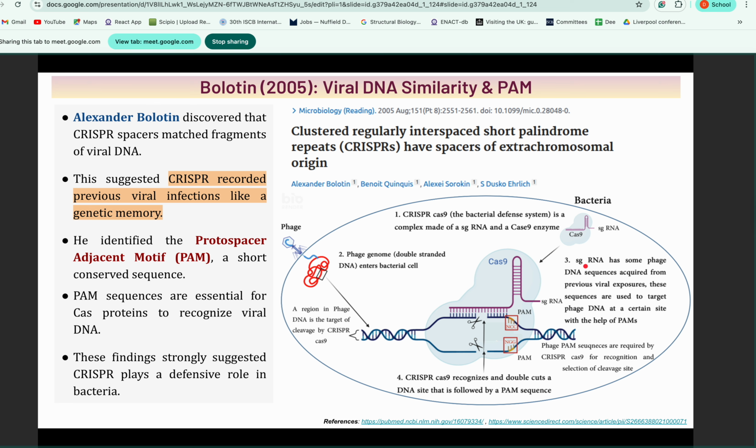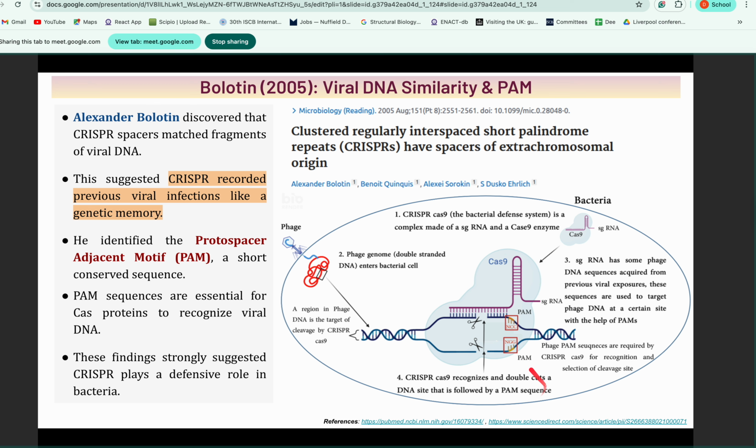And then, okay, the third step I missed. In this case, the single guide RNA has some phage DNA sequences acquired from previous viral exposures, and these sequences are used to target the phage DNA at a certain site with the help of PAMs. Because the bacteria already have the idea of this particular sequence which it integrated when it was previously affected by the same phage, it will have the complementary sequence to that of this double-stranded DNA. So it will be able to recognize that component and it will allow the Cas9 to make the cut.